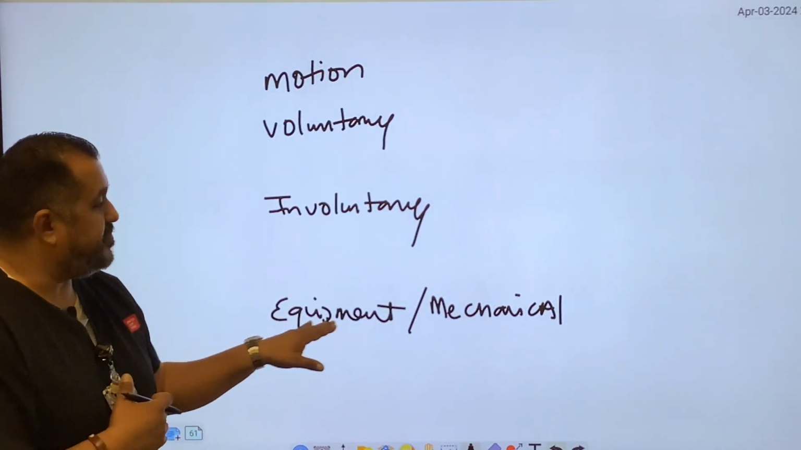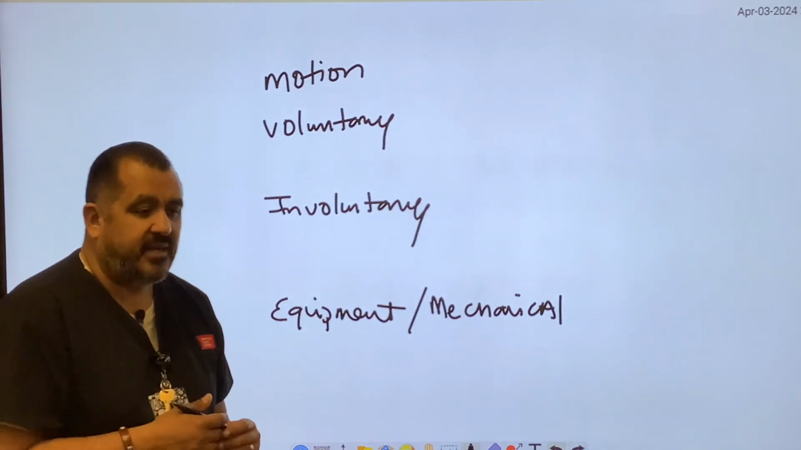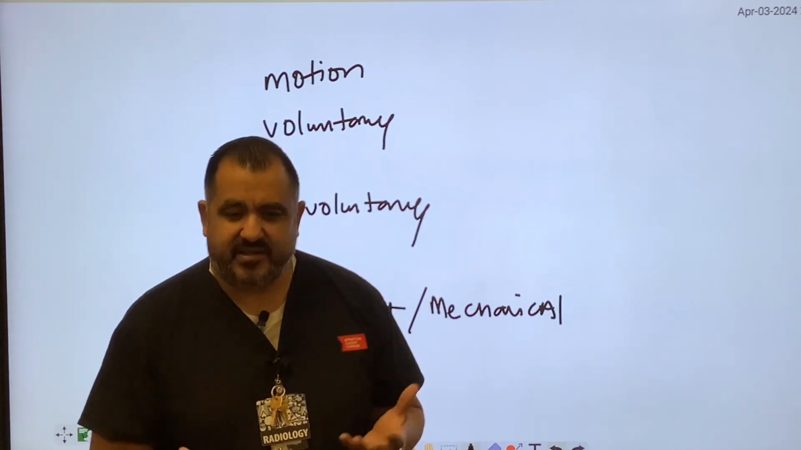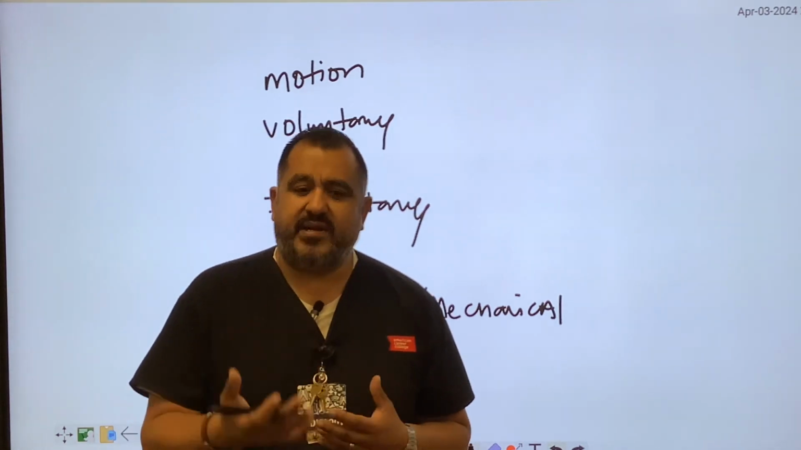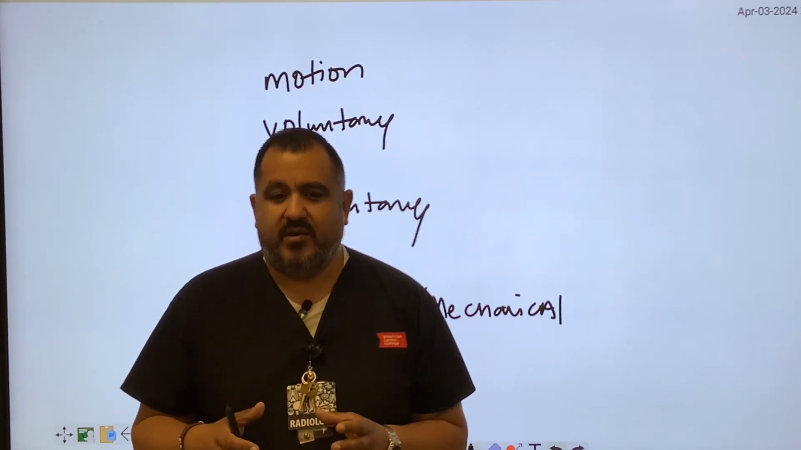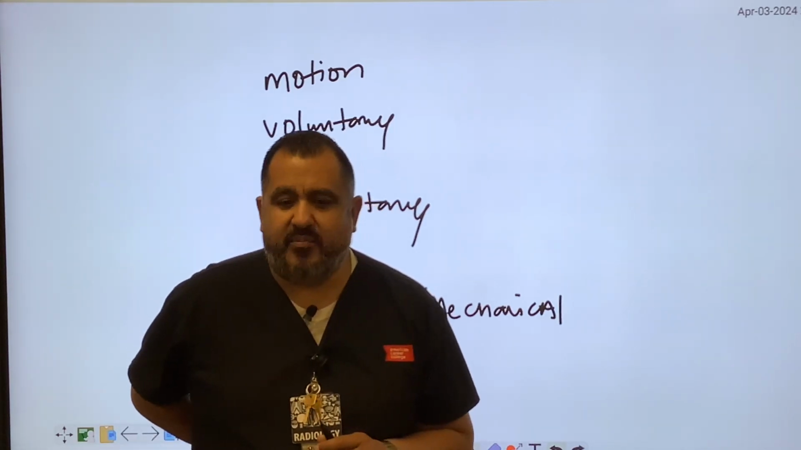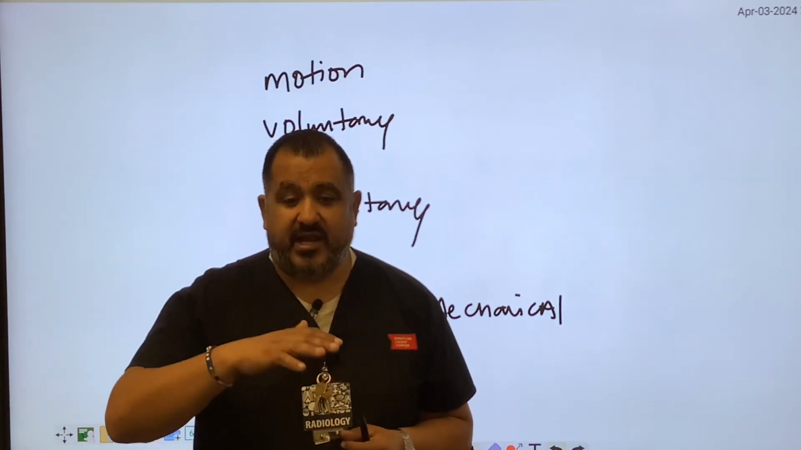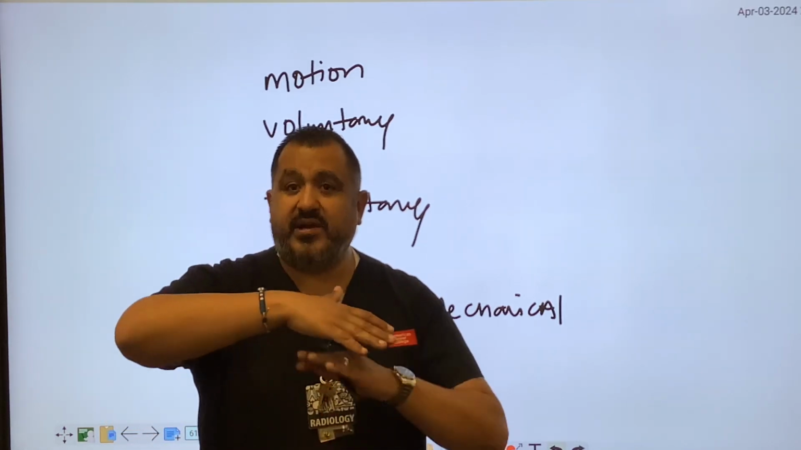The last one here is mechanical or equipment. Do you remember we said in a previous video, we're talking about grids? Well, there are two types of grids. There's stationary and there's moving grids called a bucky. If you turn on the bucky and it vibrates underneath the patient, you don't need to turn on the bucky, you can have the grid moving or causing the vibration.